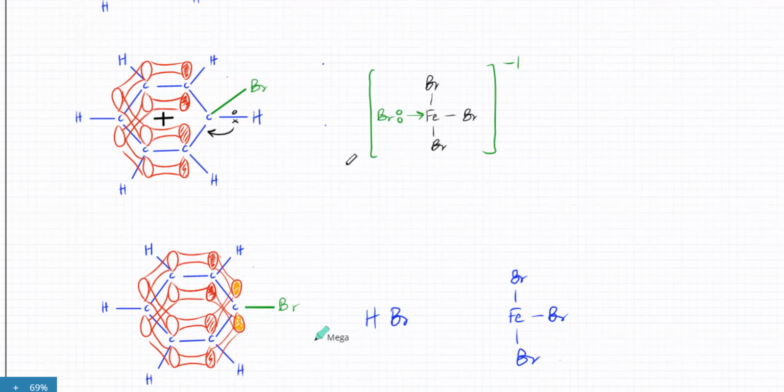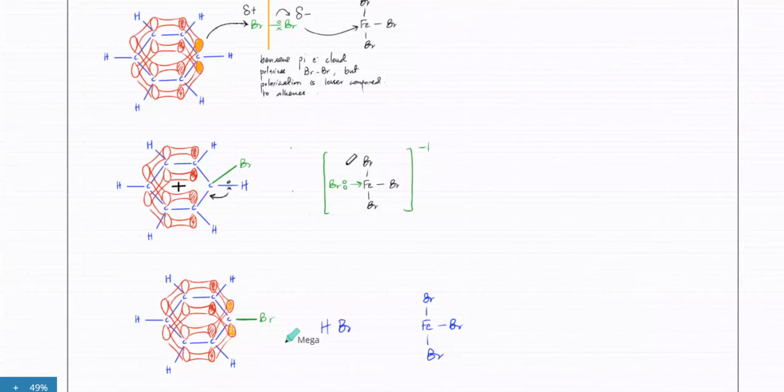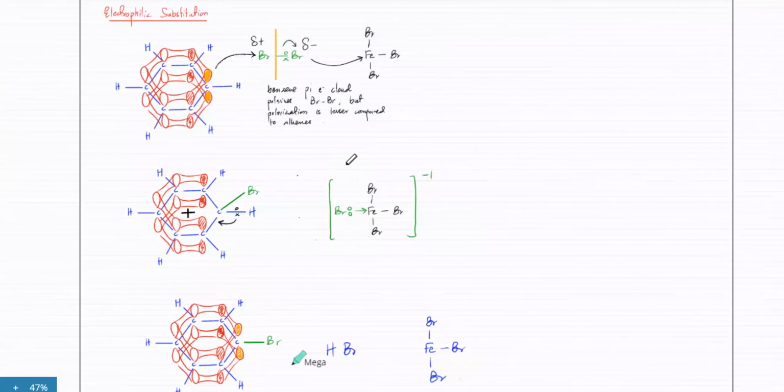Okay, so is the mechanism clear? This one? Yes, sir. Okay. So is this clear? Yes.